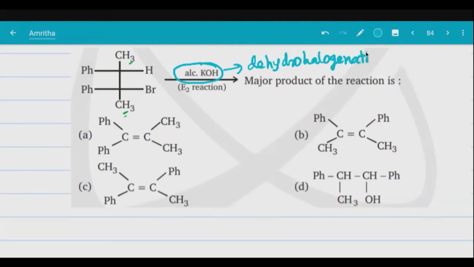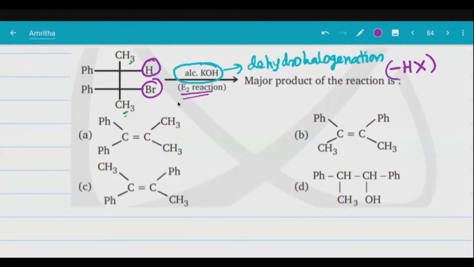Alcoholic KOH means it is a strong base. This will undergo dehydrohalogenation, meaning removal of HX, minus H and X. So are H and Br on the same side or opposite side? Can anybody tell me now? They're on the same side. Yes or no? They are on the same side. So now what will I do?